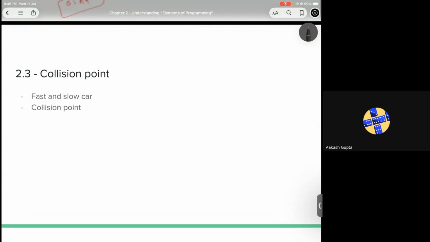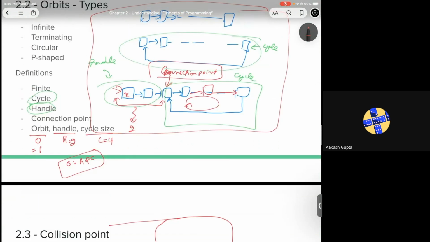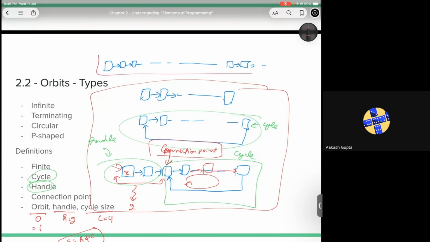So to determine the collision point, let's take a very general case of a p-shaped orbit. And also we are assuming that we are not handling the infinite case.